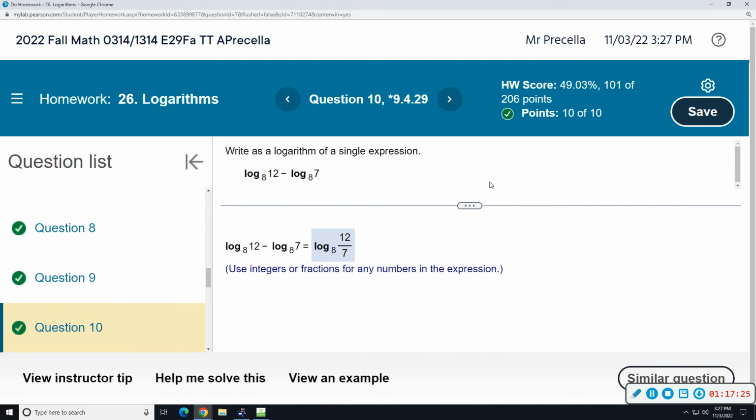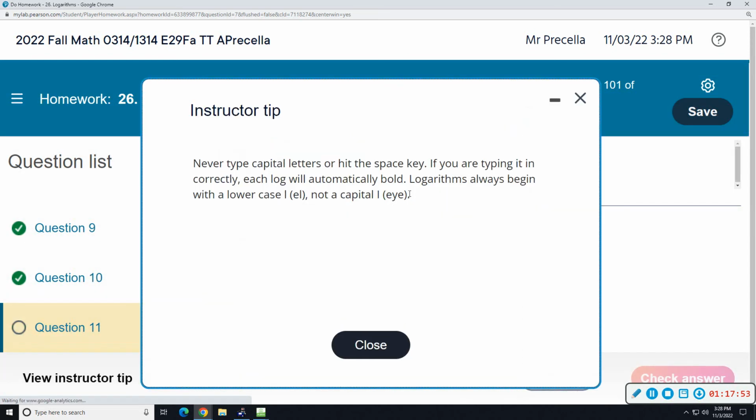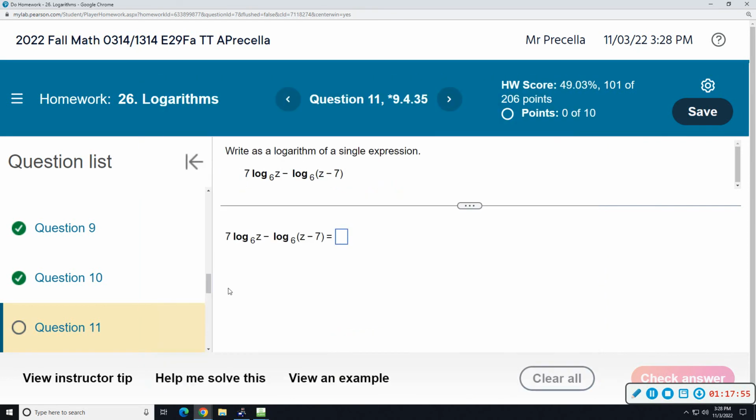It looks like he's just typing in the answer, there's no work to show. If you want to show some work, I have a feeling that the view an example has a lot of steps to it, but that's not the easiest way to do it. I'm always tempted to turn off the view an example for things like this, and I did it.